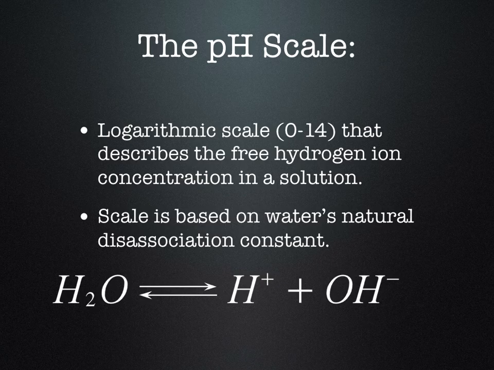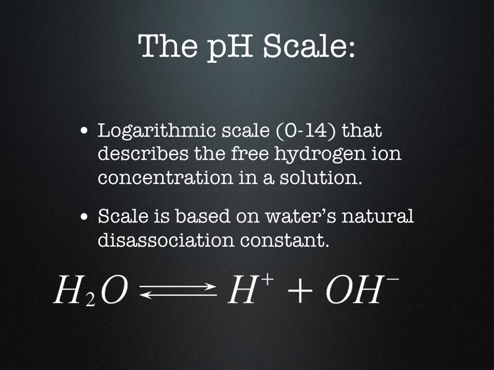The scale is based on water's natural dissociation constant, which can be seen in the below formula. Water naturally breaks into H plus and OH minus ions. As you can see, H2O breaks into H plus and OH minus ions. This is hydrogen ions, or sometimes called hydronium ions, plus hydroxide ions.